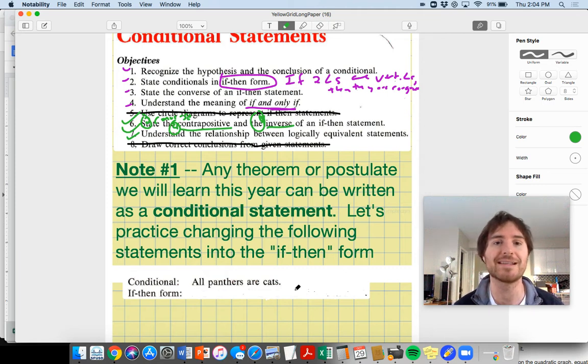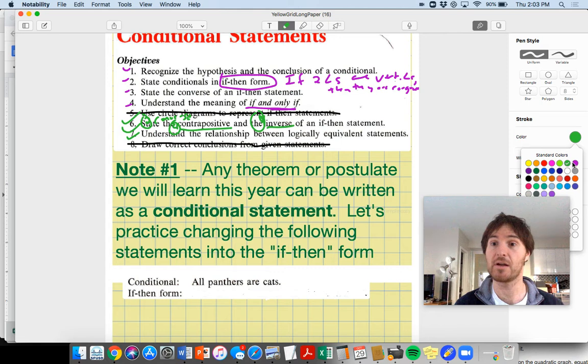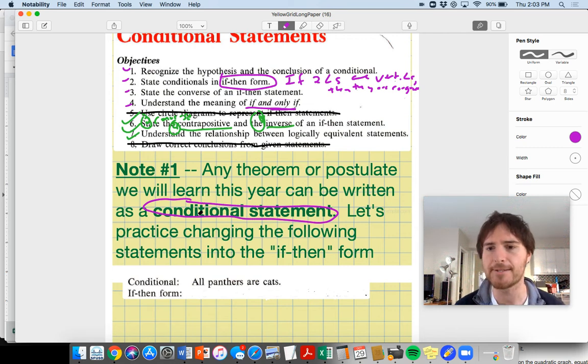So note number 1 says, any theorem or postulate. I've already said this in this video so far, but I want you to write down, any theorem or postulate we're going to learn this year, or have learned this year, we can write as something called a conditional statement. Something called a conditional statement. So just to remind you guys, I'm calling on someone in the class to see who's going to bring their prior knowledge to it, all right?